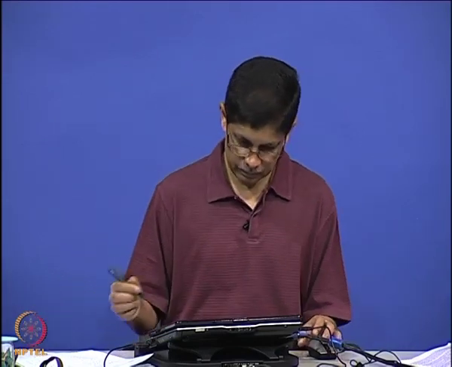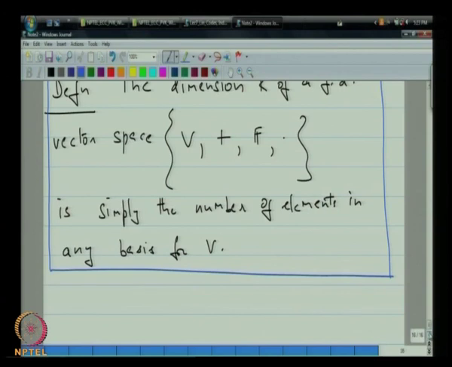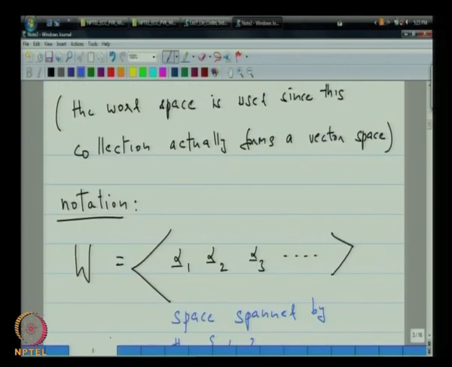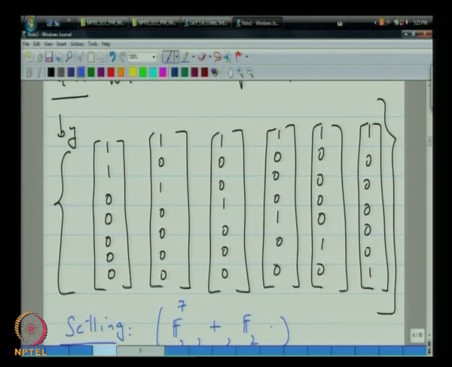Now, we have encountered examples of such spaces. Let us see if I can pull up a quick example.